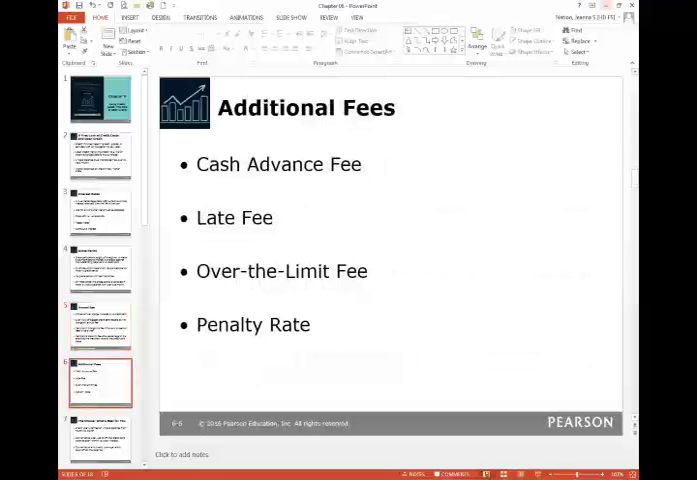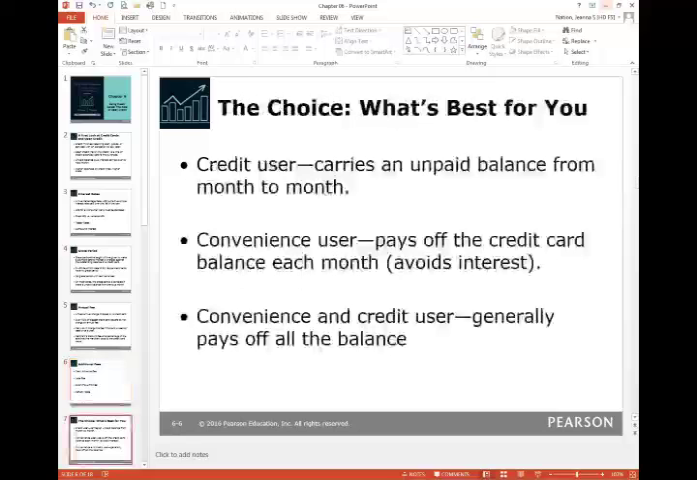Other fees, cash advance fee, we already talked about. Late fees if you make your payment late. Over the limit fee if you go over the amount of credit that you have extended to you, and then a penalty rate. If you're late for so many of your payments or you haven't paid, then they can increase your interest rate, known as the penalty rate.